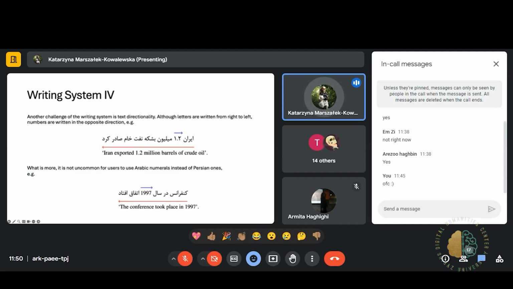And finally, the next challenge is related to the text directionality. As we know, the letters are written from right to left in Persian. However, numbers are written in the opposite direction, from left to right. And it doesn't matter whether it's the Persian numerals or users are using the Arabic numerals. It's always the other way around. So text bidirectionality is another thing that needs to be taken into account when attempting natural language processing with Persian texts.